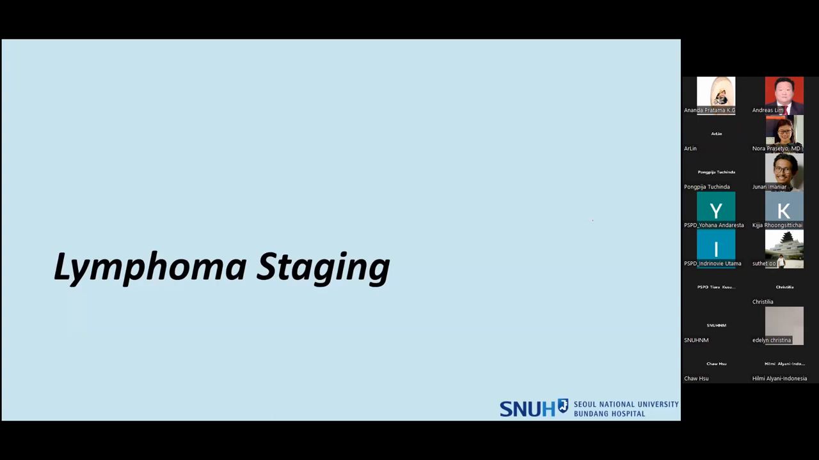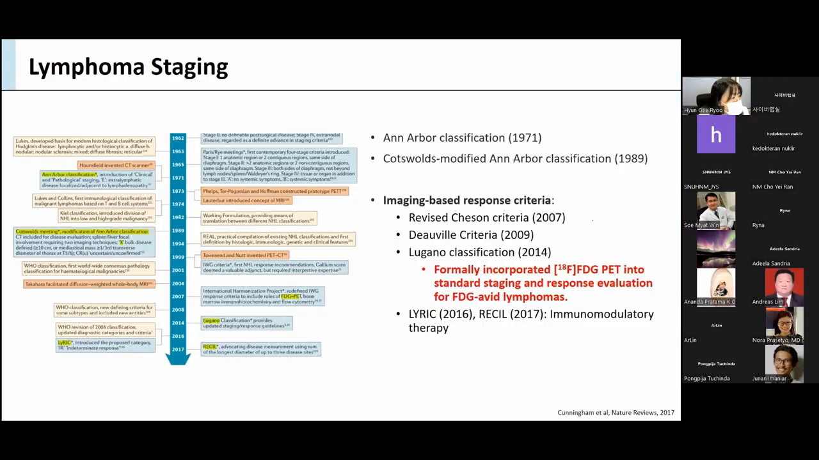So then I would like to introduce the lymphoma staging. Historically, there was the Ann Arbor classification in 1971, and there were a couple of modified Ann Arbor classifications for the lymphoma staging. And also there were imaging-based response criteria. So there were the revised response criteria in 2007, the Deauville criteria in 2009, and the Lugano classification in 2013.